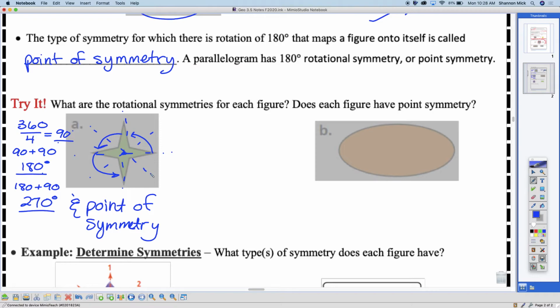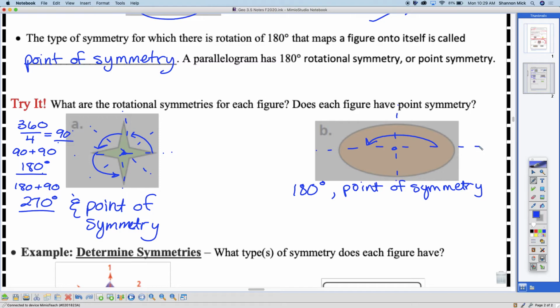Well, it's an oval, right? Yeah. So 180. 180 is the only option I have, isn't it? Okay, so 180, does it have a point of symmetry? Yeah, the center, right? So, and point of symmetry. How many lines of reflection? 2. A vertical and a horizontal through the center.